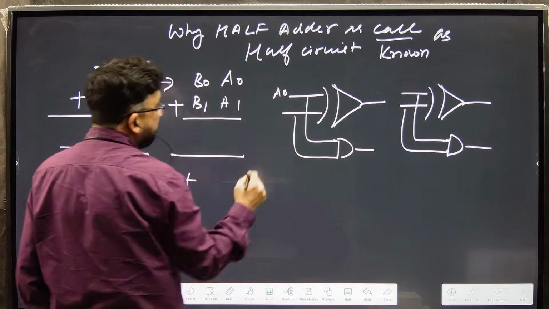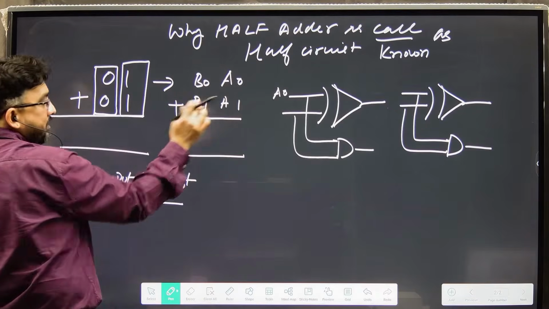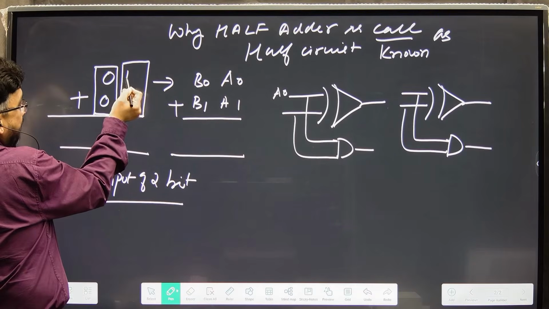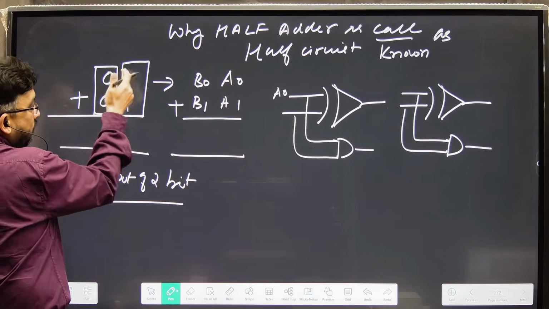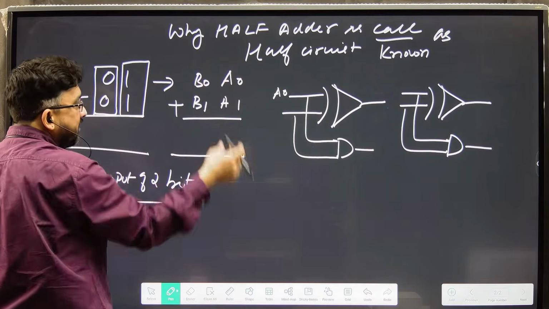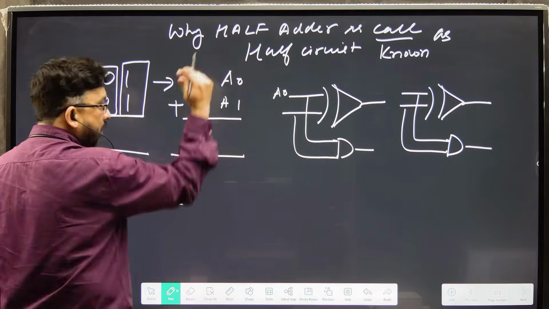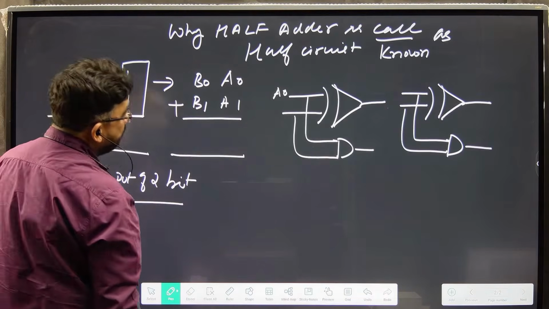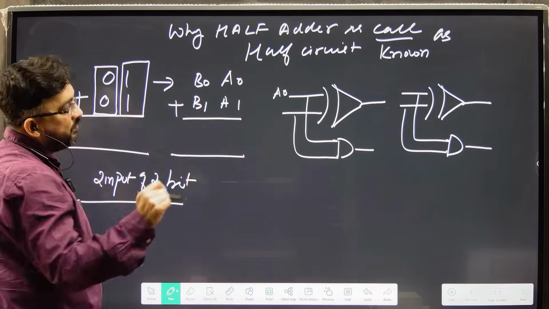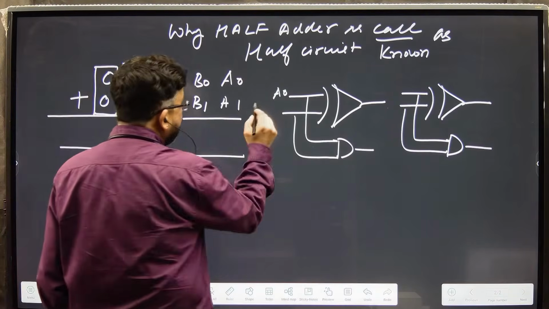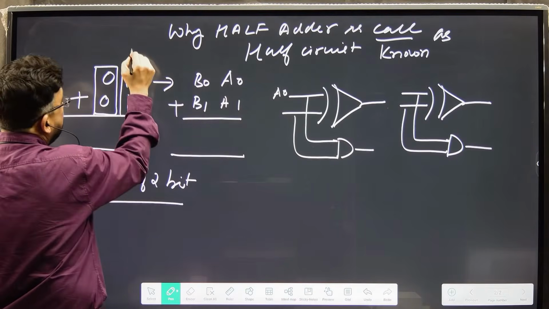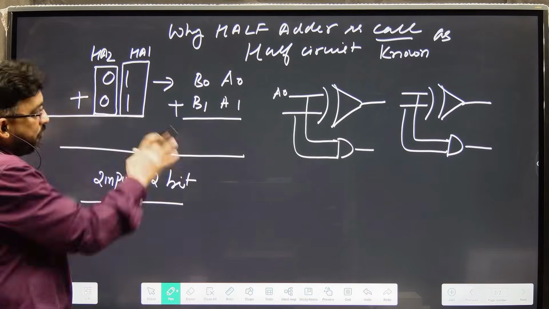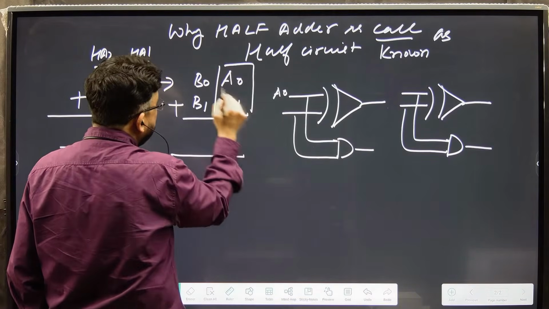I am not adding A0 and A1 together. Sometimes students are confused because they think that whenever we write 0 1 0 1 1 1 0 1 1 1 like this, we are adding from upper to lower bit. That is simple maths. My question is, you have to prove why a half adder is called a half circuit. This is my half adder 1 and this is my half adder 2.